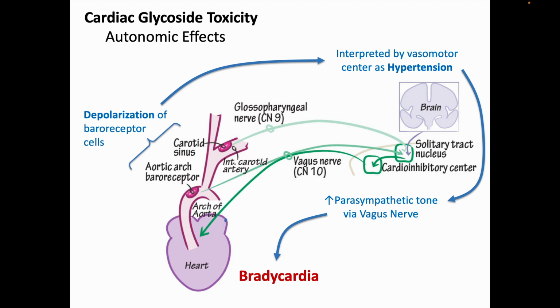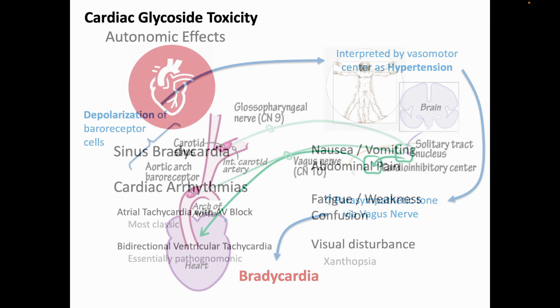The increased vagal tone also causes some AV nodal blockade, which would help to control rapid AFib by reducing the number of aberrant depolarizations that were conducted through to the ventricles. This is another potential therapeutic effect of cardiac glycosides in treating atrial fibrillation and congestive heart failure.